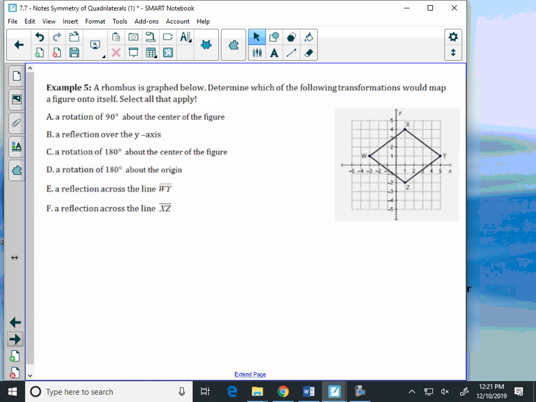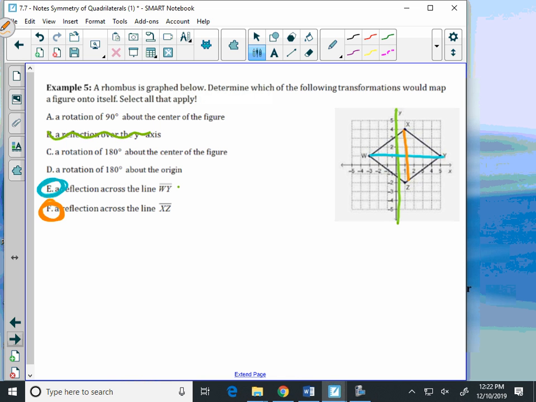Example 5, we have a rhombus that is graphed for us, and we need to figure out what we can do to get it to map onto itself. So that means I'm looking for symmetry. I like to do my line symmetry first. So I go through and highlight my y-axis. Is that a line of symmetry for that rhombus? No, so it's not an answer. What about reflecting it across YW or WY? Is that a line of symmetry? Yeah, because it's a diagonal. Diagonals are the only lines of symmetry for a rhombus. What about XZ? Yeah, again, because it's a diagonal. And diagonals are the only line symmetry in a rhombus. No other lines will work.